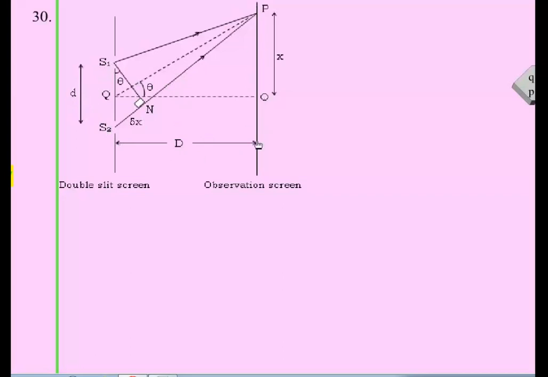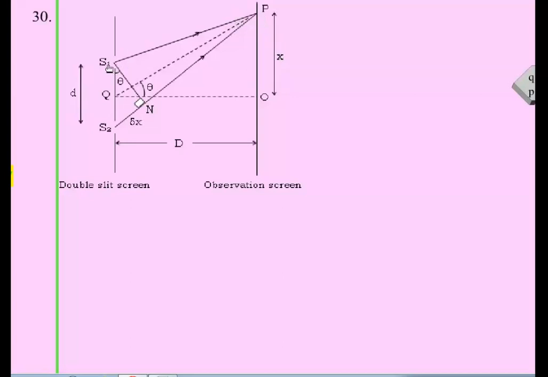And this is the screen to obtain the fringe pattern. This is at a distance of D from these 2 double slits. Q is the midpoint between S1 and S2. O is the midpoint of the fringe system. Consider a point P at a distance x, at which a bright fringe is there.